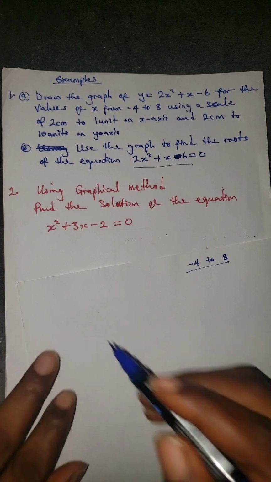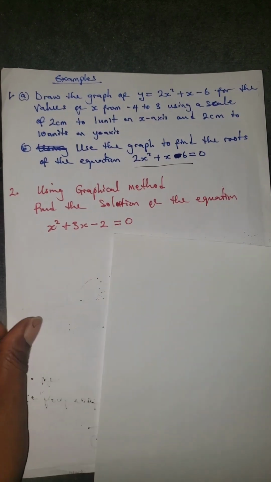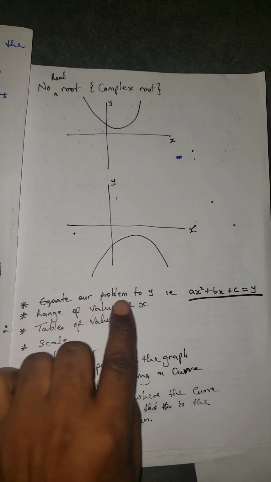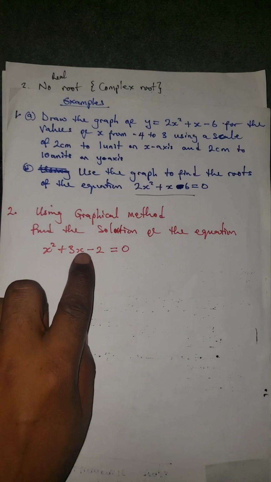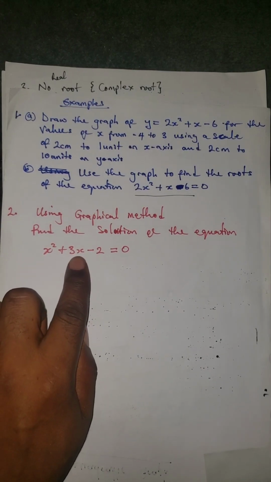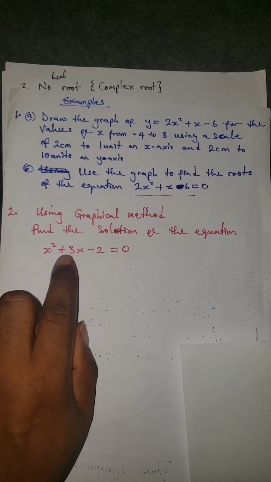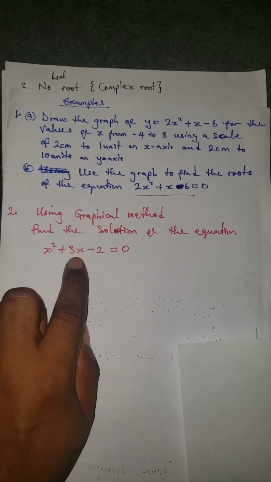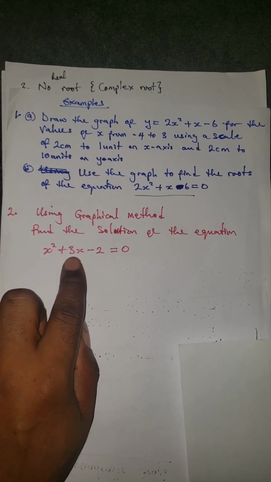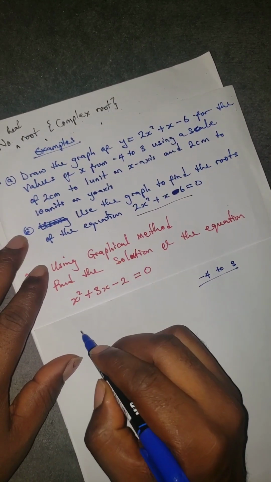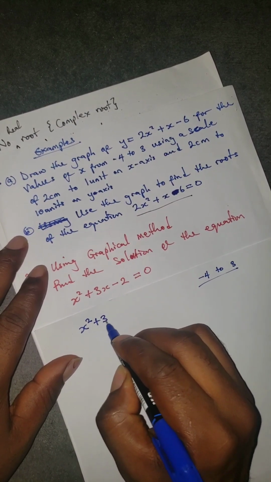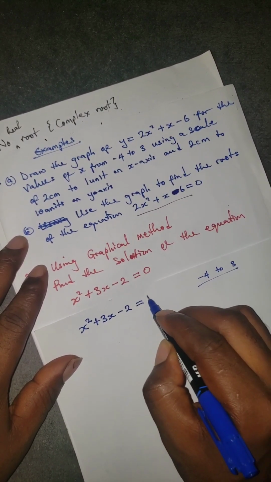So remember, like I said earlier, we have to make the equation equal to y, because if you are asked to solve this equation, there's no way you can plot this on the graph, because a graph is a Cartesian plane of x and y. So we have to equate it to y and plot the graph. Then from the graph, you will be able to find the solution of this equation. So let us equate our problem to y. That means we have x squared plus 3x minus 2 equal to y.